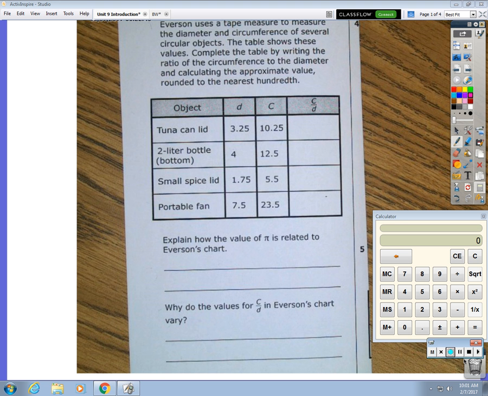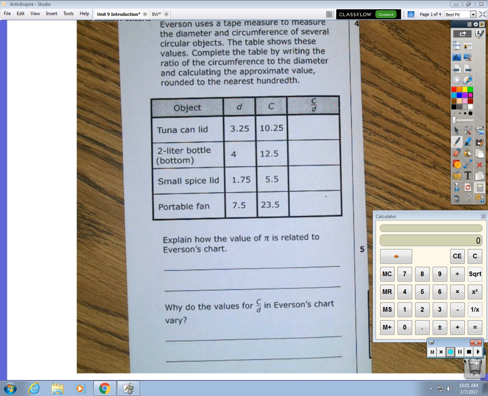Everson uses a tape measure to measure the diameter and circumference of several circular objects. The table shows these values. Complete the table by writing the ratio of the circumference to the diameter and calculating the approximate value rounded to the nearest hundredth. Okay, so we've got this table and we have 4 different objects.